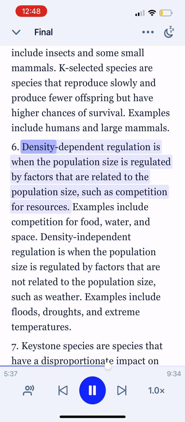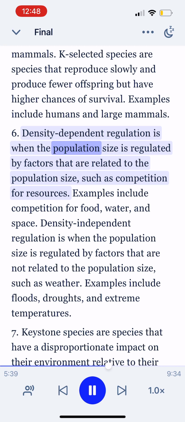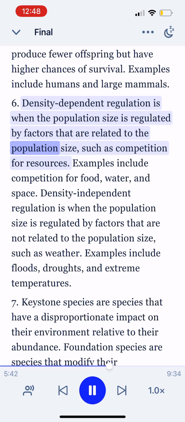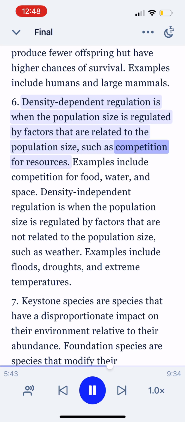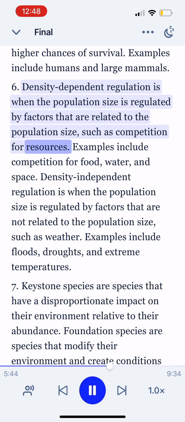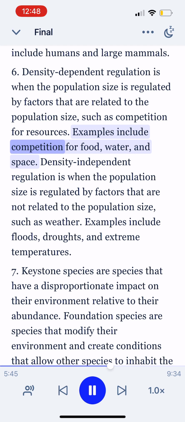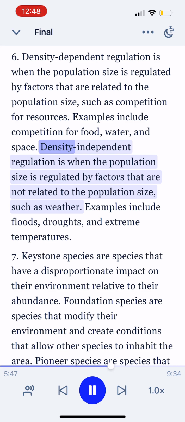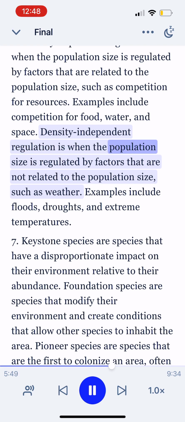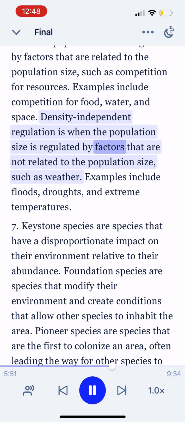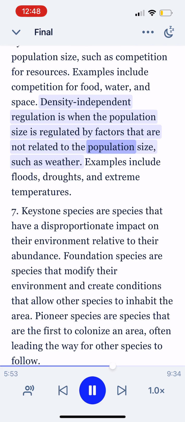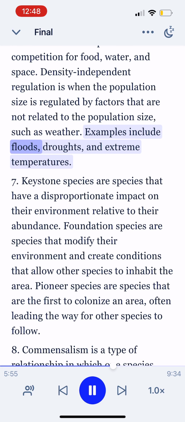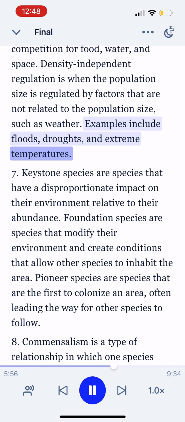6. Density-dependent regulation is when the population size is regulated by factors that are related to the population size, such as competition for resources. Examples include competition for food, water, and space. Density-independent regulation is when the population size is regulated by factors that are not related to the population size, such as weather. Examples include floods, droughts, and extreme temperatures.